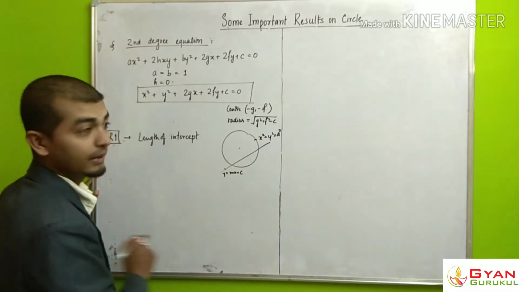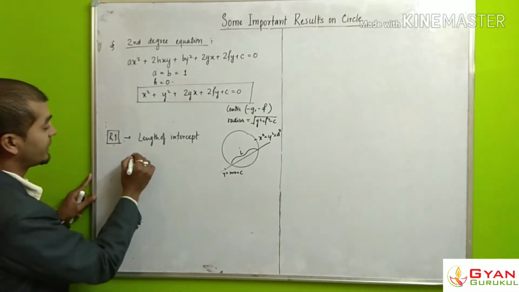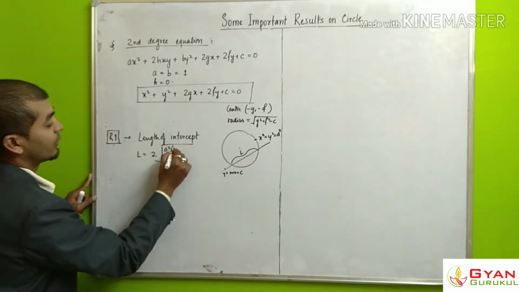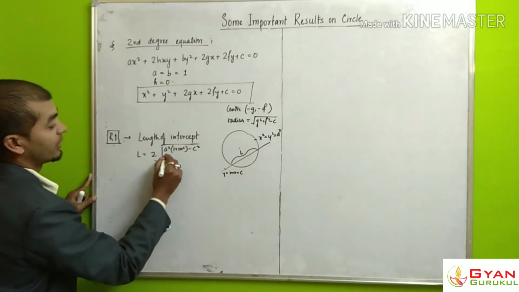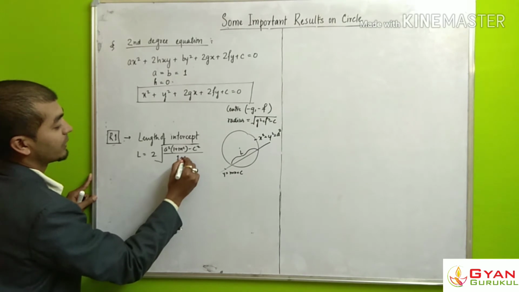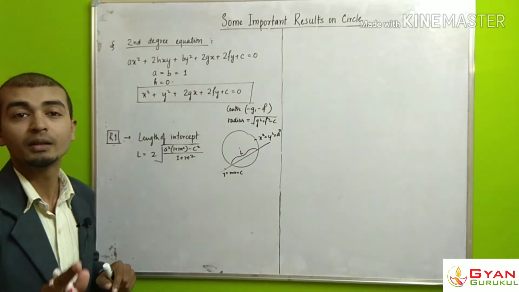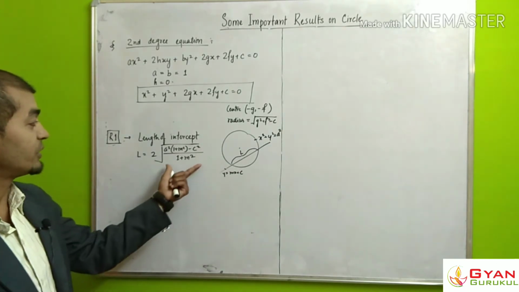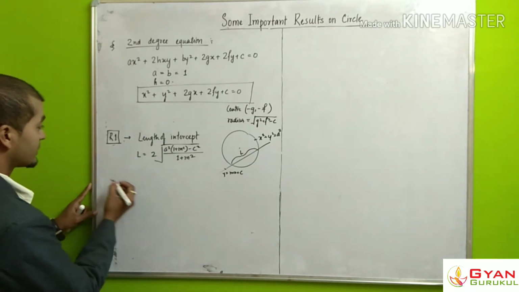Then the length of this intercept cut by the circle will be given by the formula l equal to 2 root over a square times 1 plus m square minus c square, divided by 1 plus m square. If you recall, during the 2019 JEE Mains, a question was directly asked from this formula.